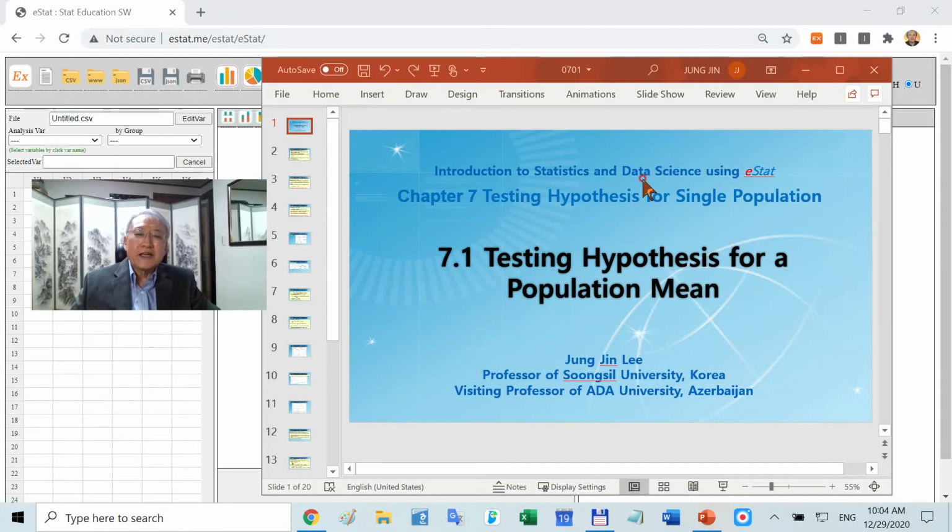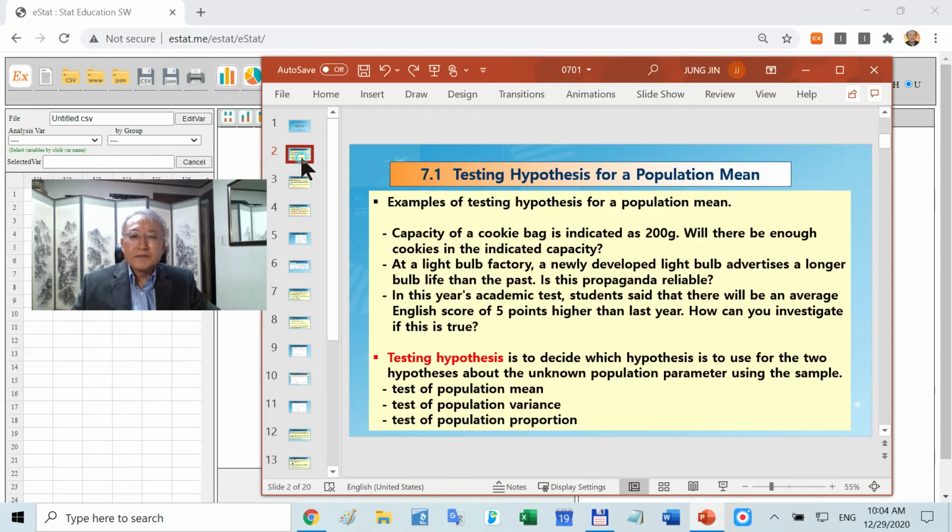The most important topic in inferential statistics is called testing hypothesis. Especially today I'm going to discuss the testing hypothesis for population mean. Let's check what it is. Consider this kind of example. This is the example for testing hypothesis of a single population mean.